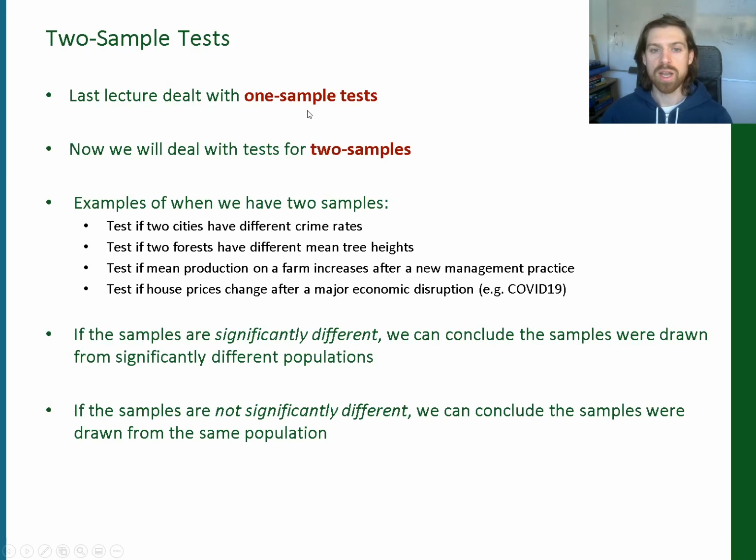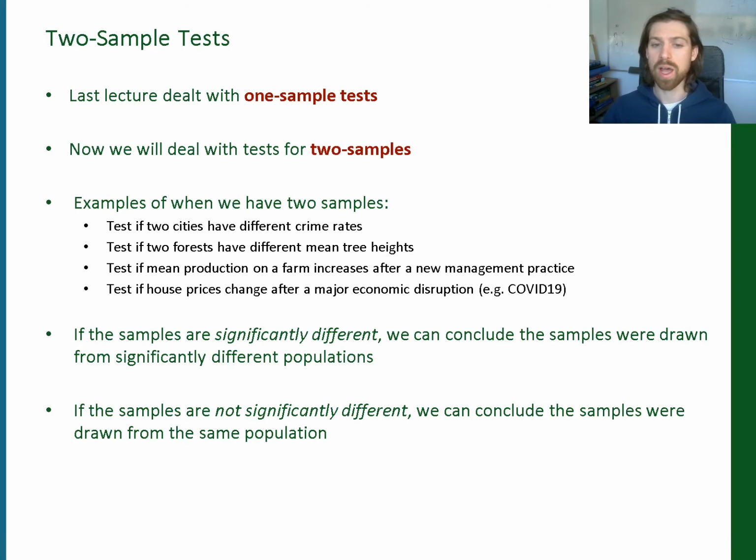So you'll remember in the last lecture we focused mainly on one sample. However, there are many examples where you might have two different samples. So we could test if two cities have different crime rates. We could examine if forests have different mean tree heights or different growth properties. We might want to test before or after a particular intervention.